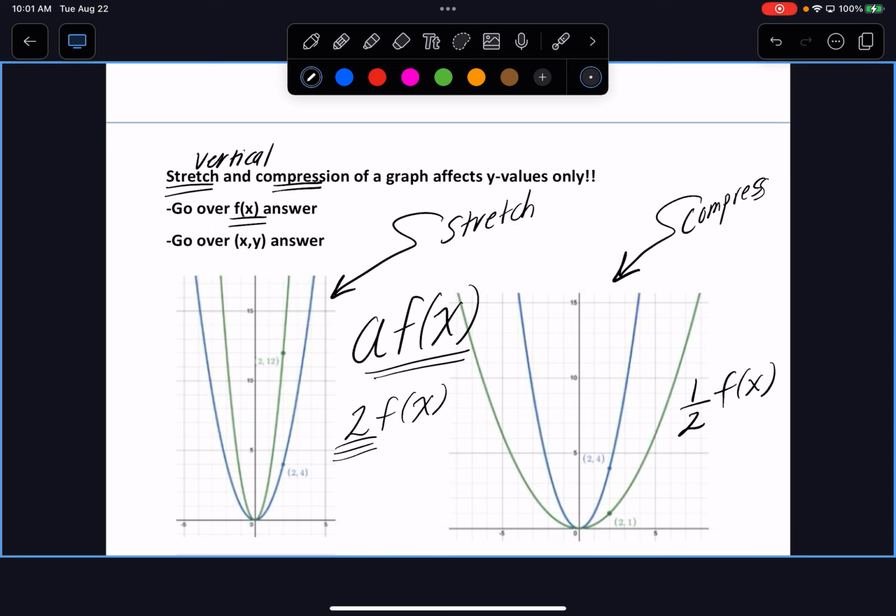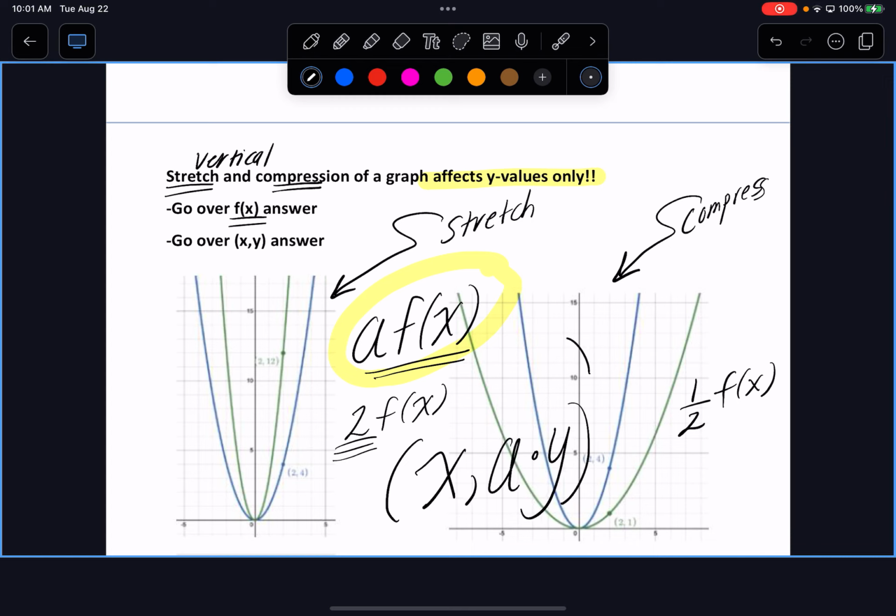Now also, I should have highlighted this. This is very important. Vertical stretch and compressions only, I repeat, only affects our y values. That's very, very important. Vertical stretch and compressions will not change your x's. It only changes your y values. So I just showed you what it looks like with the f of x answer. I'm now going to show you what it looks like with the xy answer. X will remain the same, but you'll take your y values and times them by a. That will take your y values and stretch or compress them vertically. So that's how you write the xy answer. You times a to your y values.